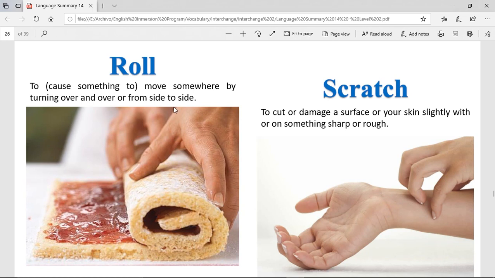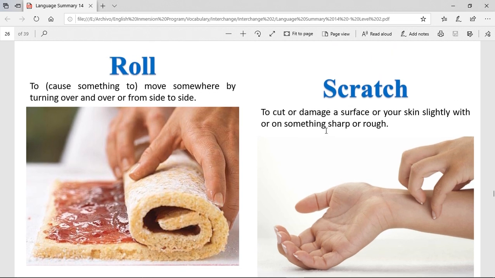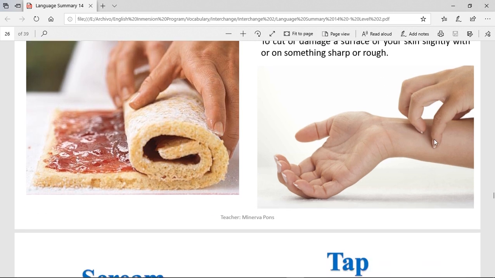Roll. To cause something to move somewhere by turning over and over from side to side. You know this movement, like it's going like a circle? That is rolling, rolling over. Scratch. To cut or damage a surface or your skin slightly with or on something sharp or rough. Basically, when you are itchy, a part in your skin, you really need to touch it with your hands. So in order to stop the itchiness, then you scratch it. It's what she's doing, like that is scratching.